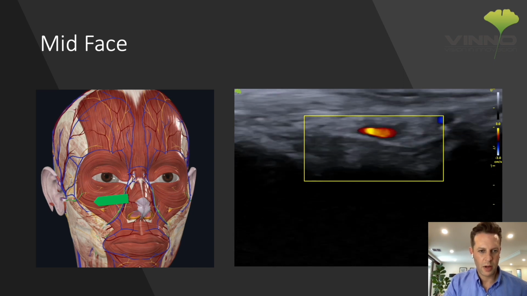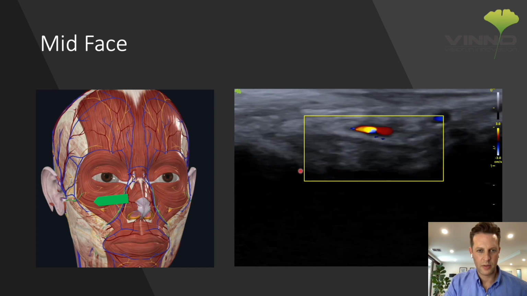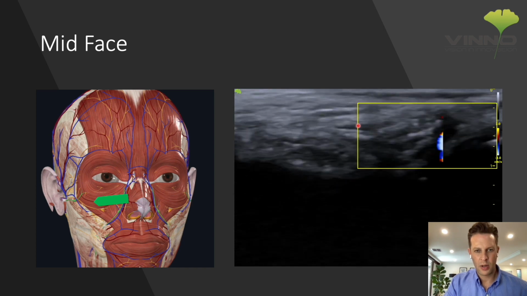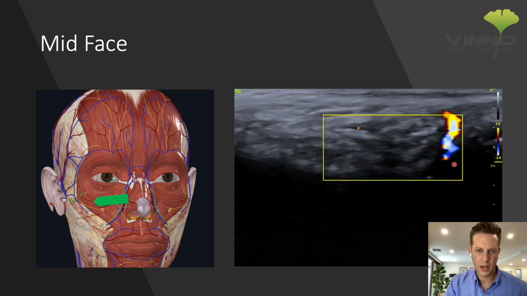So you might have just seen a moment ago down the bottom here we have the infraorbital artery, so that's going to be the infraorbital foramen down there. We can see parts of the angular vein. This is the nose off towards this side.